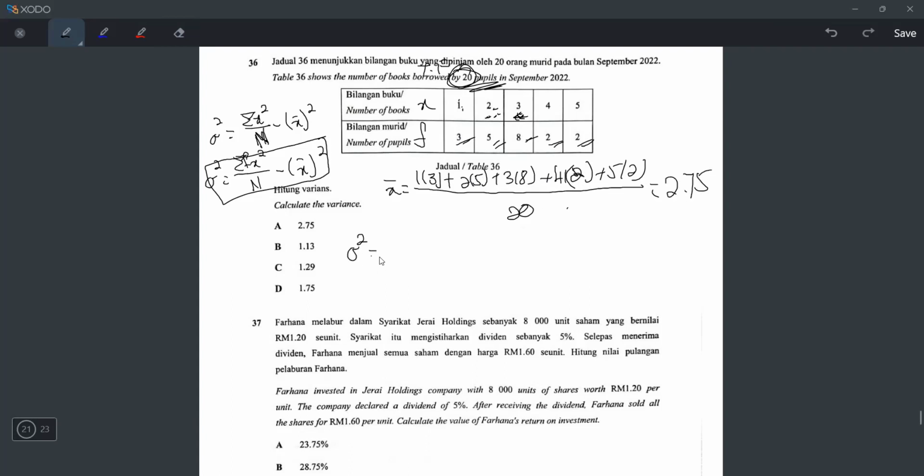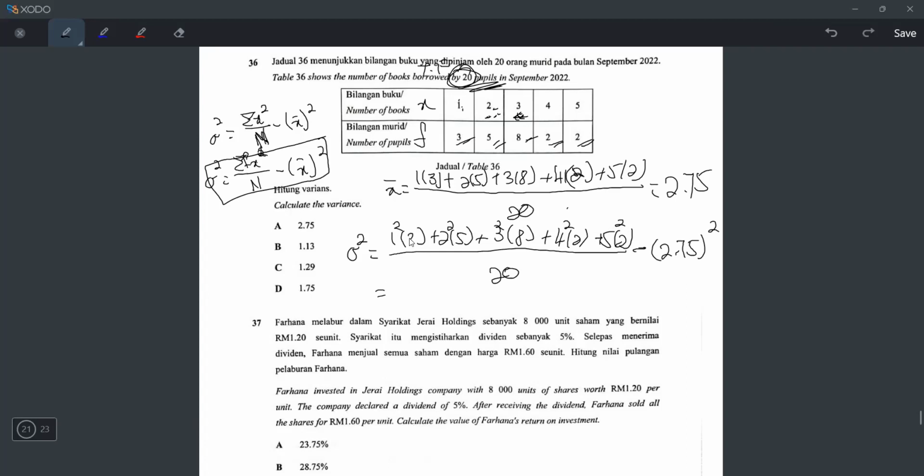I need variance. So what's the variance formula? Sum of every value squared divided by n, which is 20, minus the mean square. And the mean I already know is 2.75. And for the top here, what do I have to write? You can follow exactly what you wrote for the mean there: 3, 8, plus 4, 2, plus 5, 2. But look carefully at the formula, where I put the square. At the x or at the f? Not both, right? It's only at the x. It means you will never put the square at the frequency. So never put it at the 3, 5, 8, 2. You put it at the 1, 2, 3, 4, 5.